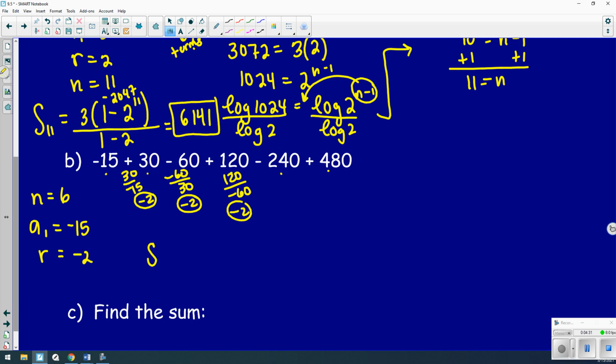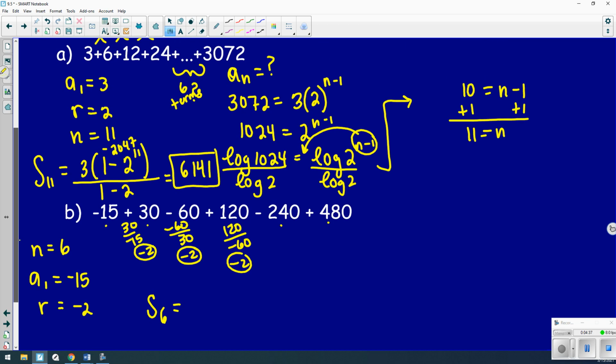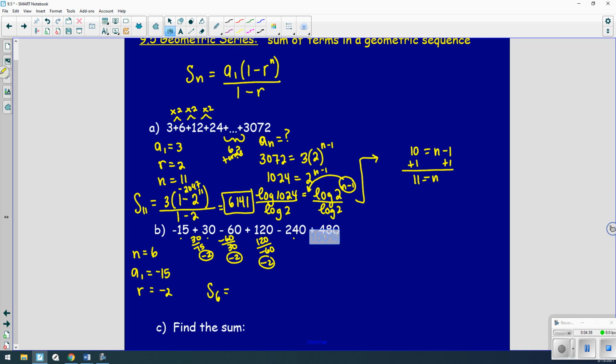All right, so I want to find the sum of the first 6 terms. I use the formula from above. I'm going to shrink this down so I can see it all on one screen. a sub 1 was negative 15.